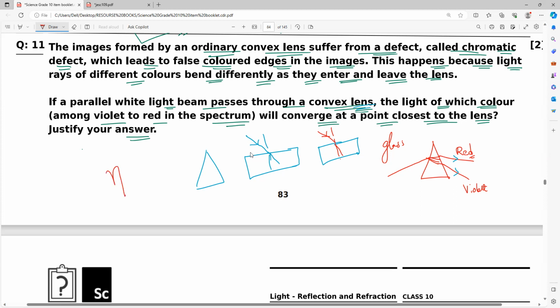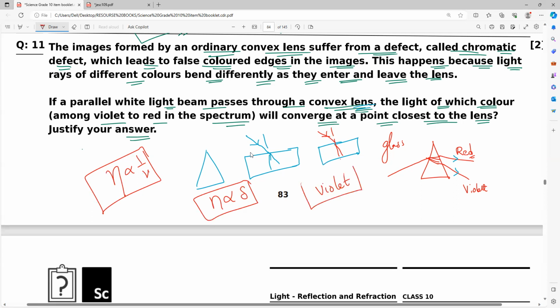We all know that refractive index is inversely proportional to the speed of light. Understand? And refractive index is directly proportional to the bending of light. So who will bend more, violet light or red light? Violet light, because violet light speed is less, so the bending is maximum. And as we all know, wavelength is also less. Now they are asking, if a parallel white light beam passes through a convex lens, the light of which color among the violet to red spectrum will converge at a point closest to the lens?